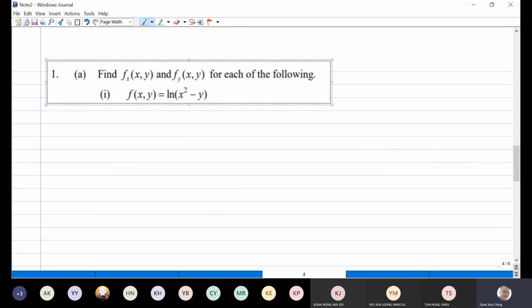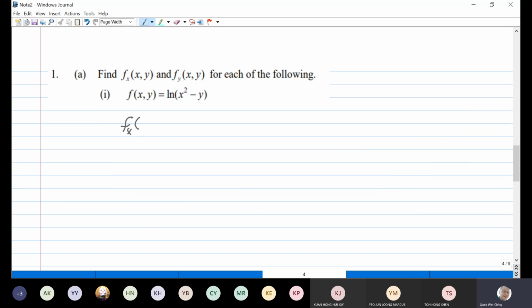Okay, how to differentiate this one? Okay, fine. So understand the notation of this one. This notation, what does it mean? This notation means partial differentiation of f with respect to x. Okay, basically you are differentiating, keeping y constant now, ln of x squared minus y. So keep y constant, what do you get? Differentiate ln something, you get 1 over something, right? So this is 1 over x squared minus y.